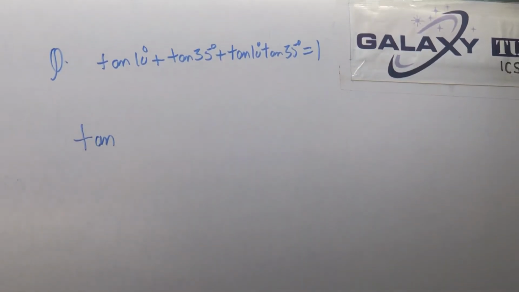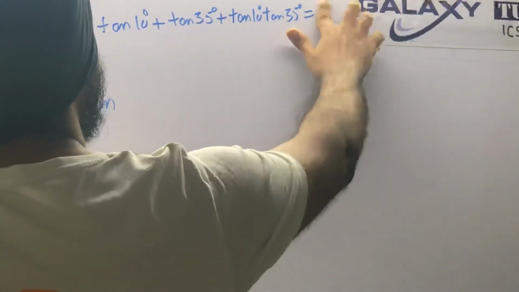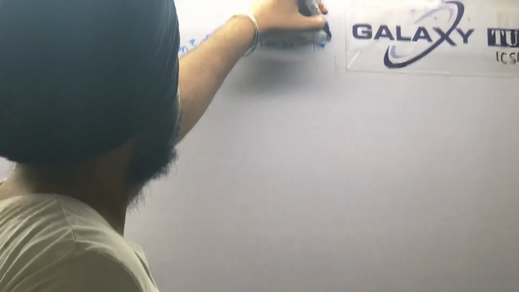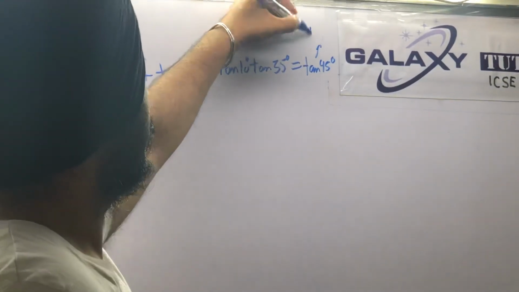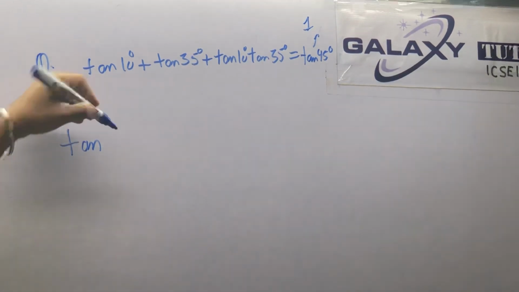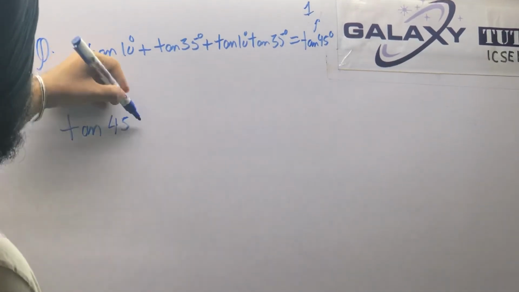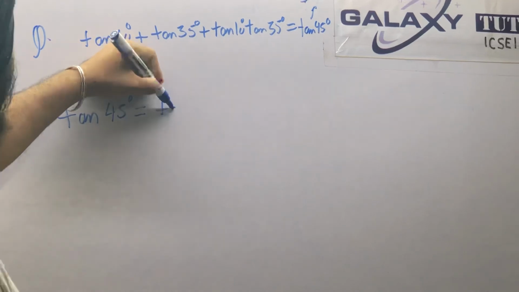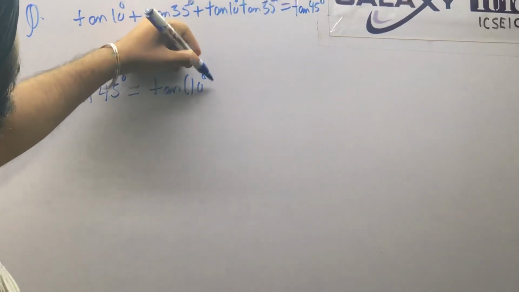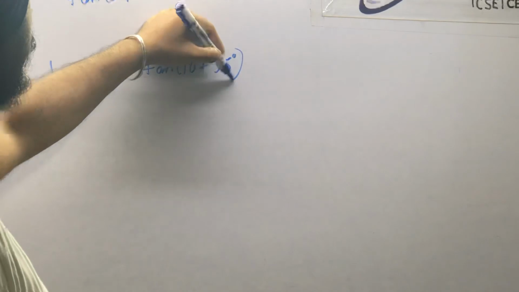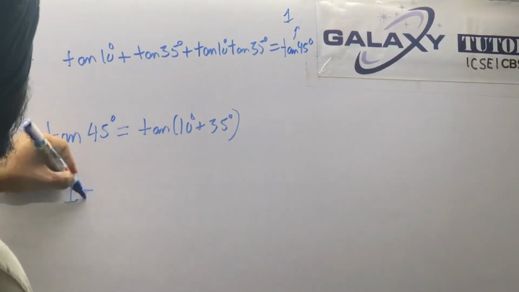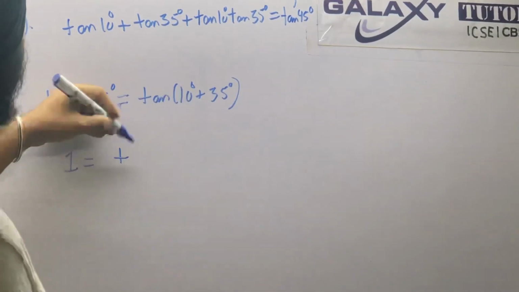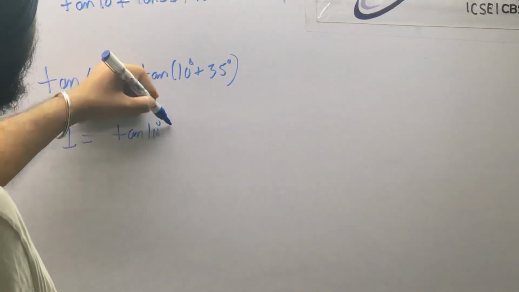They will give you, instead of this one, just imagine tan 45. Okay, tan 45 is 1. Now see what I am doing. Tan 45 is equal to tan of 10 plus 35. Now tan 45 is 1. So this is tan A plus B, tan A 10 degree.